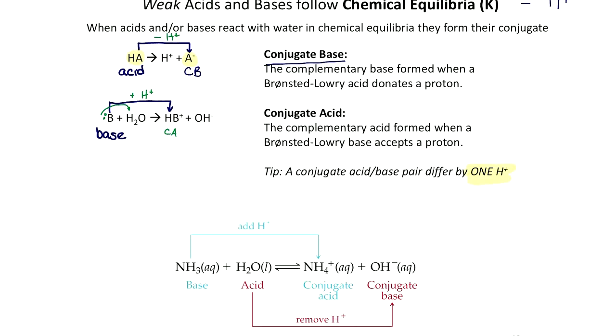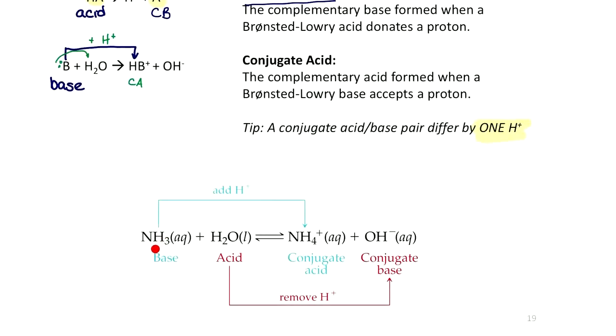So I'll show an actual reaction here of our conjugate acid bases. Here we have ammonia. We're adding an H plus to make its conjugate acid. But at the same time, where is that H plus coming from? It's actually coming from water. So that would make water an acid because it's donating its H plus. It's being removed to make a conjugate base here, OH minus. So we actually have two conjugate acid-base pairs happening in this reaction because we have two reactants reacting.